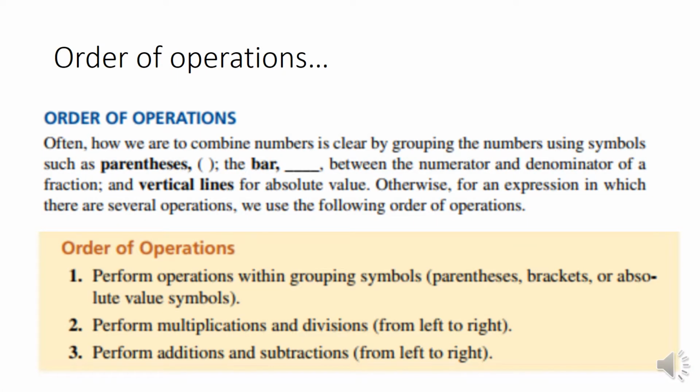There are well-defined and universal rules for the order of operations. Here's an initial list. We do pay attention to parentheses, bars separating numerators and denominators, and vertical lines for absolute values. We do those first, but otherwise we do things inside parentheses first. Then we perform multiplications and divisions from left to right. Then we perform additions and subtractions, again, from left to right.